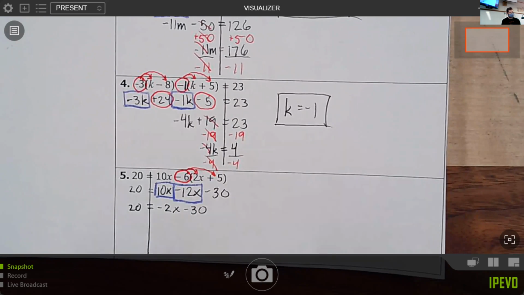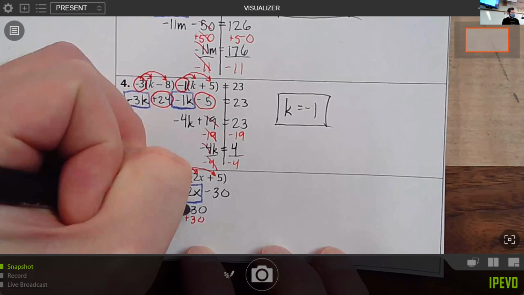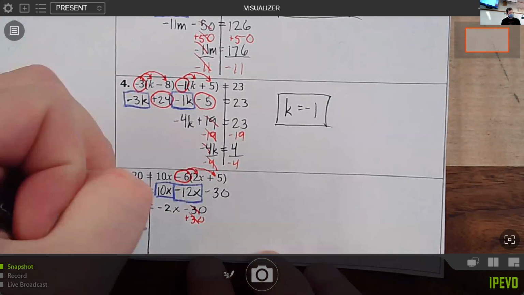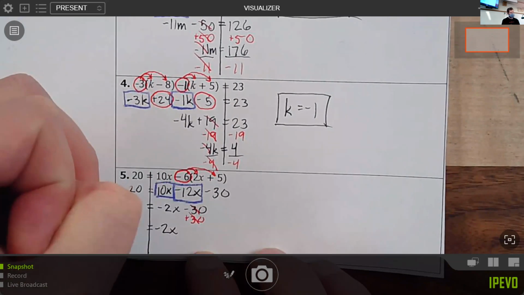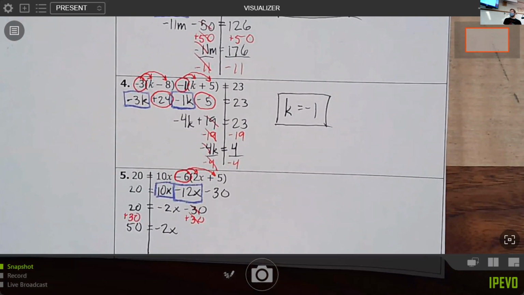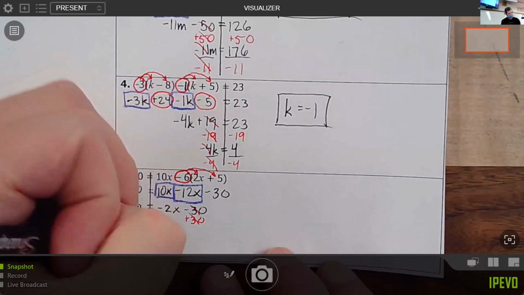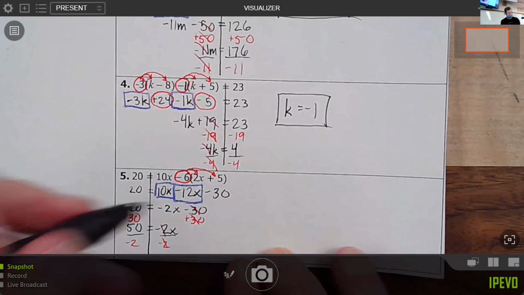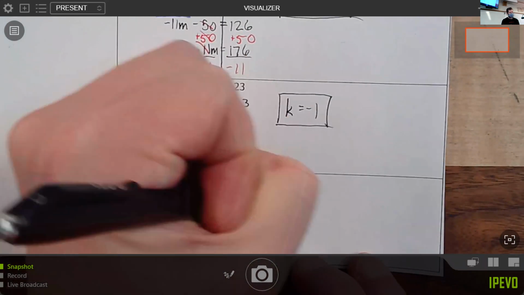Add 30. Good. So plus 30 here, plus 30 here. -30, +30 cancel out on the right. I still have a -2x over on the right-hand side. So -2x, 20 plus 30 is 50. Final step, what am I doing? Divide by -2. 50 divided by -2 means that x is equal to -25.